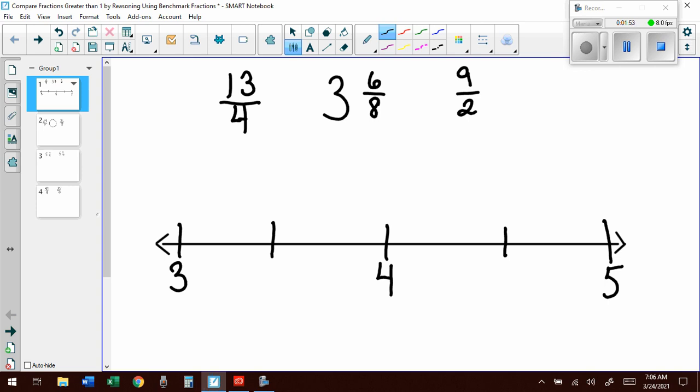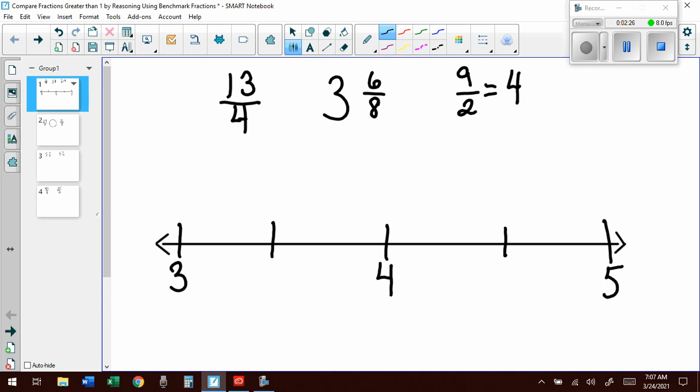So we're going to group count by multiples of 2 to find out how many whole pieces are in 9/2. So use your fingers. 2, 4, 6, 8, 10. Oh, too high. So 4. I was able to count by halves 4 times. So there are 4 wholes in 9/2.